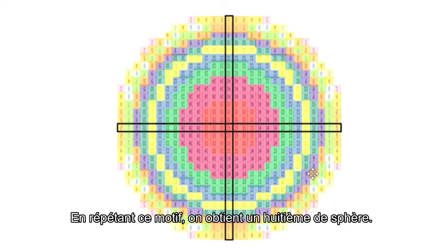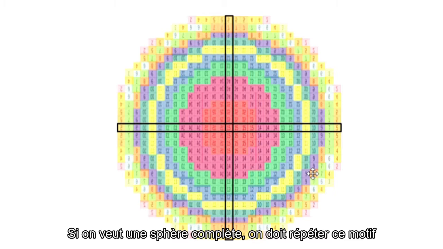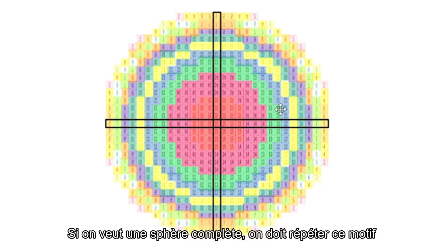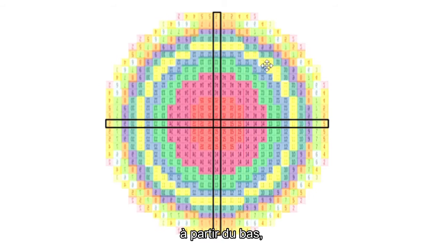Now, if I repeat this pattern, as we just did, we will get an eighth of a sphere. If we want a full sphere, we need to repeat this pattern 4 times from the bottom up, and then 4 other times on top.